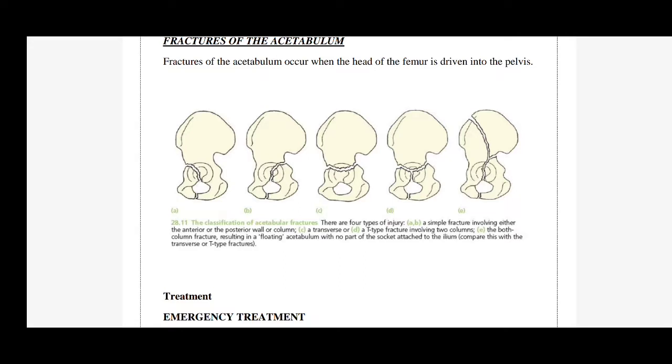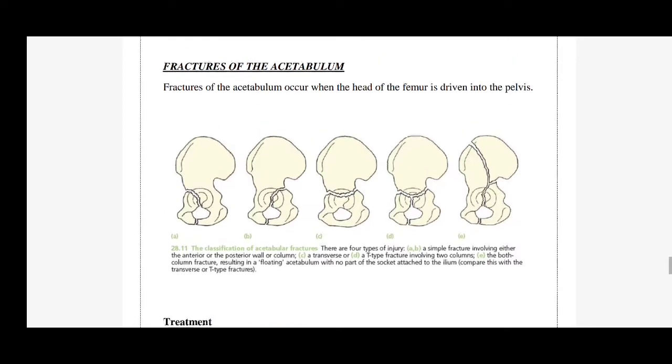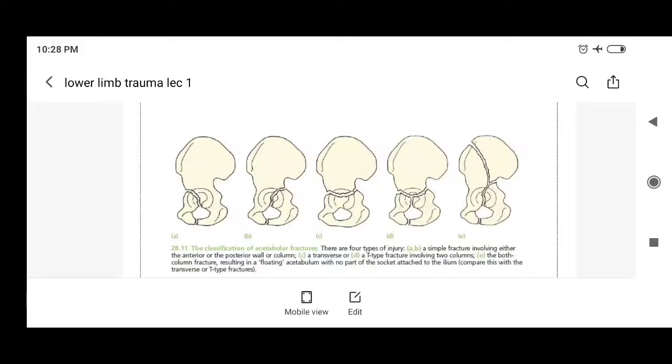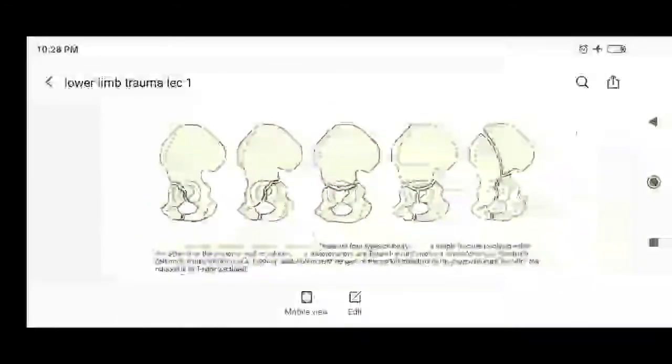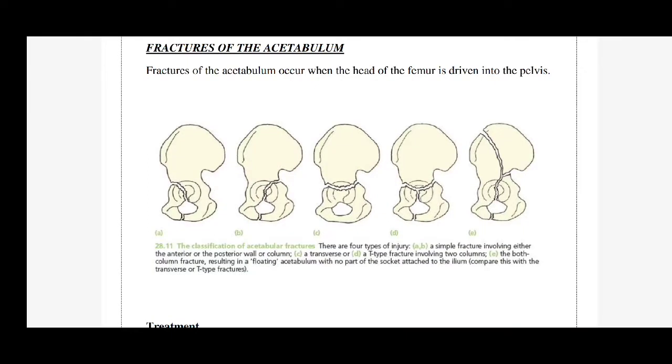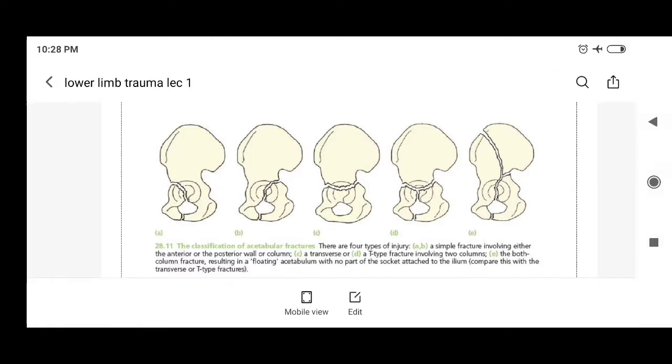But in general, this picture will solve the problem and classify the acetabulum into column, the anterior, posterior column, anterior and posterior wall. This is the anterior part of the acetabulum, and this is the posterior part of the acetabulum. This is anterior column fracture. This is posterior column fracture. This is the transverse fracture. This is the T or Y, both column fracture. And this is the associated type fracture.